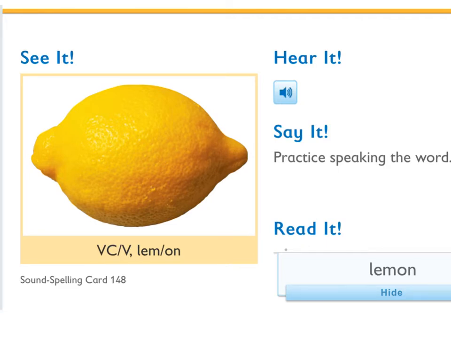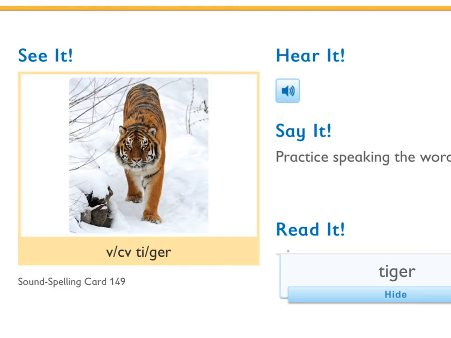In the word lemon, we know that when we divide it after the consonant, this becomes short. Le, lem, lem. So that is short, and then when we go to the next one, when it's divided after the first vowel, then it's long. So tiger, tiger.